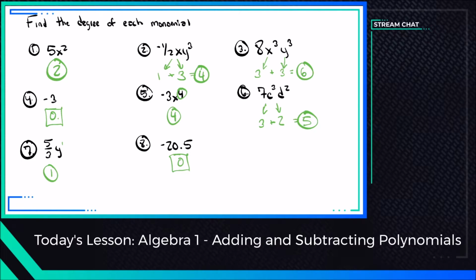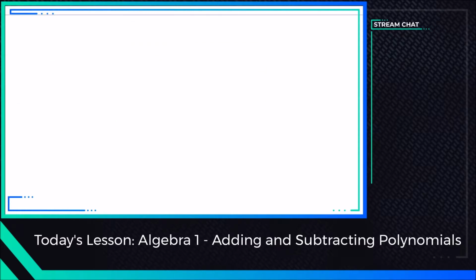All right, so every single one of these numbers is a monomial. Every single one has a degree. And when you combine multiple monomials, that's where you get a polynomial. The word poly means multiple. So a polynomial is a monomial, so it can just be a monomial, or the sum of monomials.